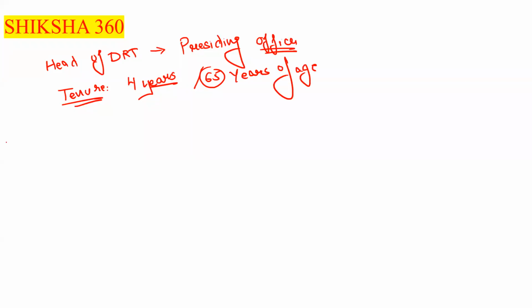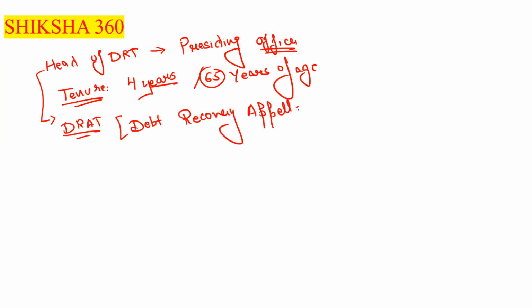And further, basically, what is the next higher authority of the DRT? That is DRAT. Clear. DRAT basically stands for the Debt Recovery Appellate Tribunal. Clear. DRAT basically stands for the Debt Recovery Appellate Tribunal.